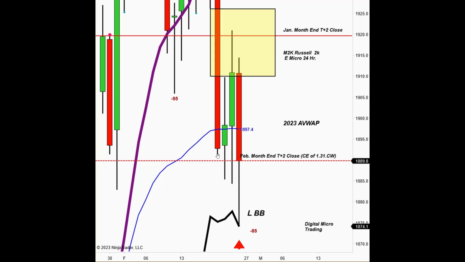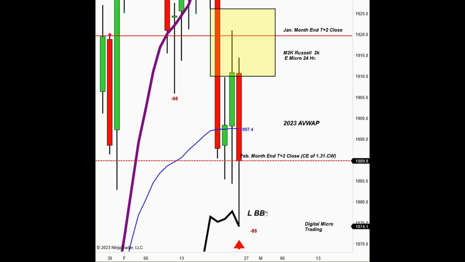Okay, for the journal, I'm going to try to make some salient points on the 24-hour. So the first point is noting the T+2 close on January distance from the February month-end T+2 close, which this red line is right here, and it matches the January 31st candle wick right in the middle of this wick. So that's meaningful, the location, that it's in the middle of the wick of the month end, and that it's the block here that's the close. And then again, I'm noting the distance.